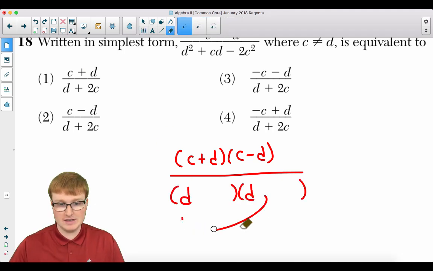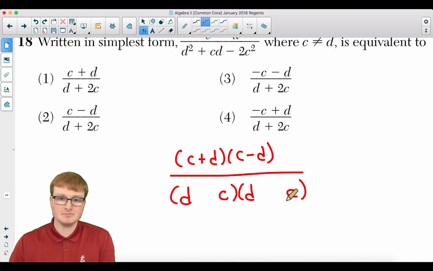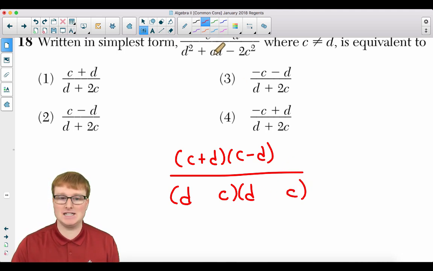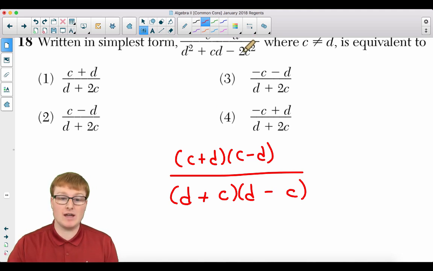So I know that these both have to be D's. But what goes on the inside here? Well, we have a negative 2c squared. Well, I know that a c and a c has to go here. And it has to add to positive CD. So I know that one of them is going to be plus, and the other one is going to be minus.